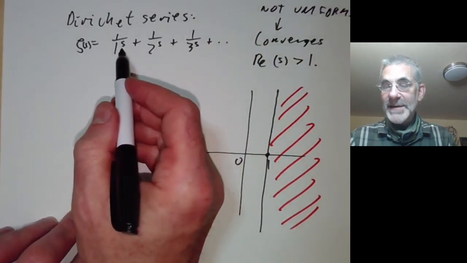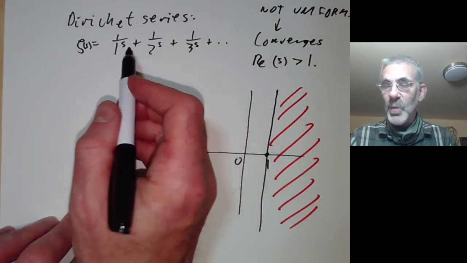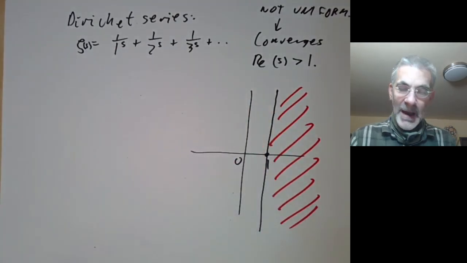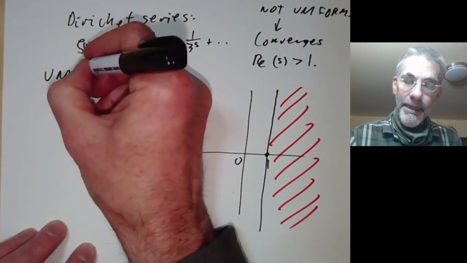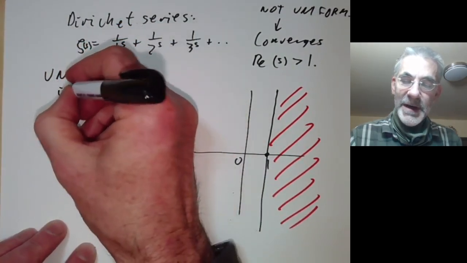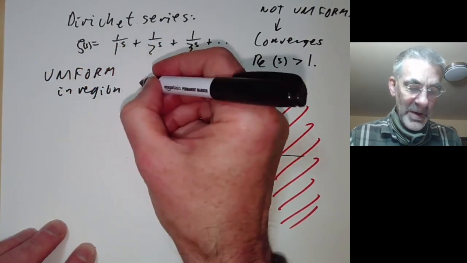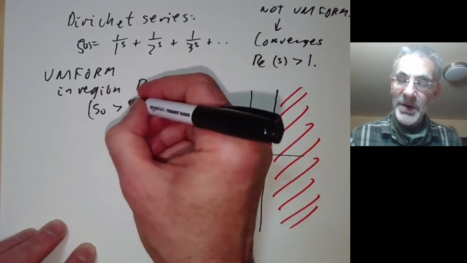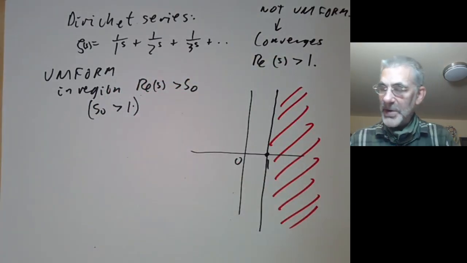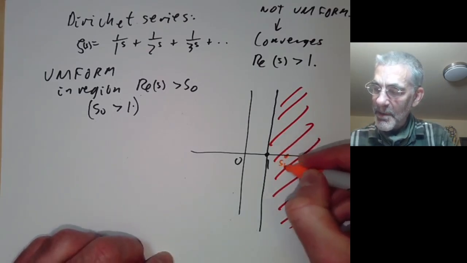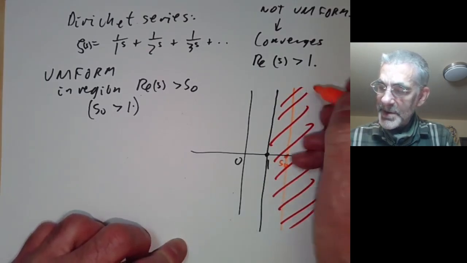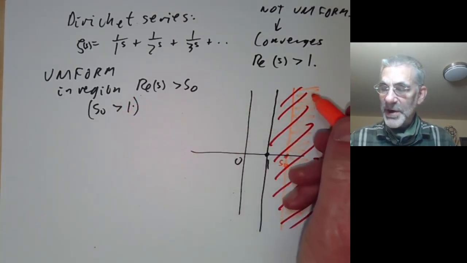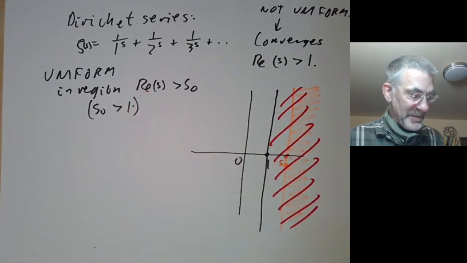For instance, as s gets closer and closer to the number 1, the convergence gets slower and slower. However, it's uniform in the region where the real part of s is greater than s0, where s0 is any fixed number greater than 1. So what we're doing is picking some number s0, and we're just looking inside this region here. And inside this orange region, the convergence is uniform.